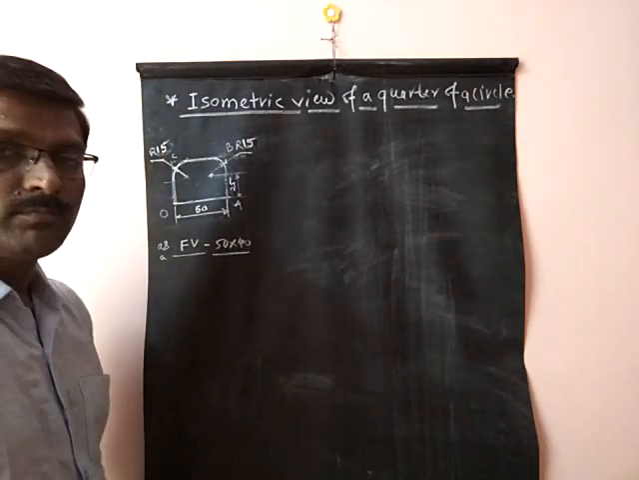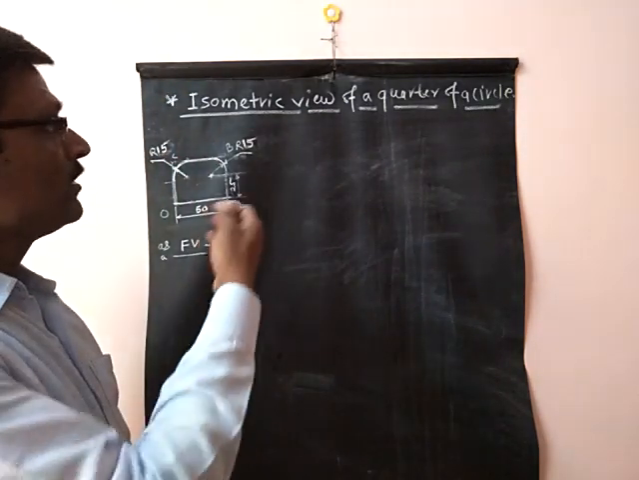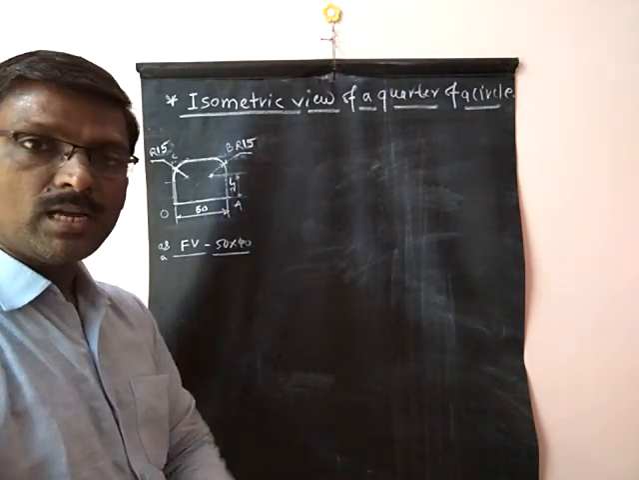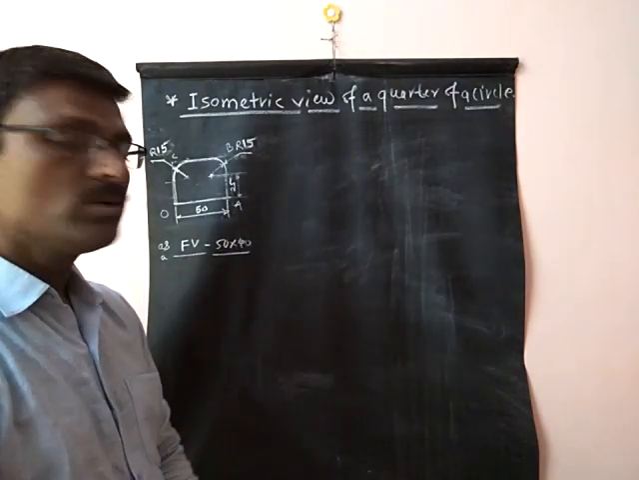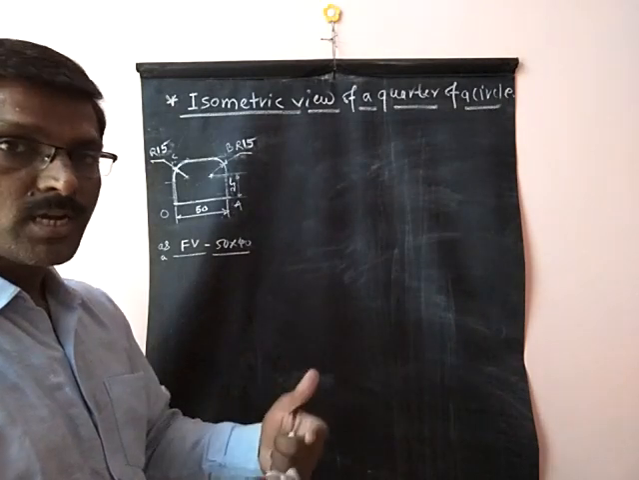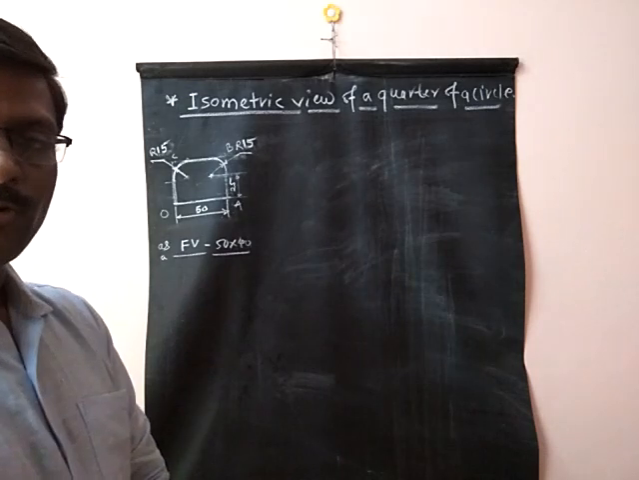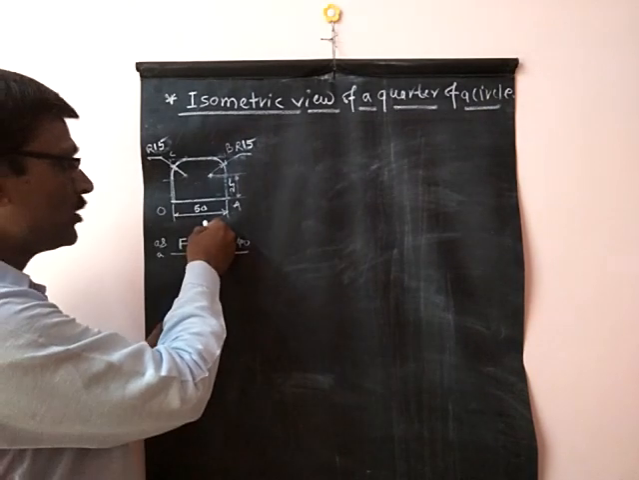Hello students, welcome to this new topic, that is, isometric view of a quarter of a circle. In my earlier lectures, I have already told you about how to draw the isometric view of a circle as well as a semicircle. Now this is the input problem for the isometric view of a quarter of a circle, in which it has two dimensions.